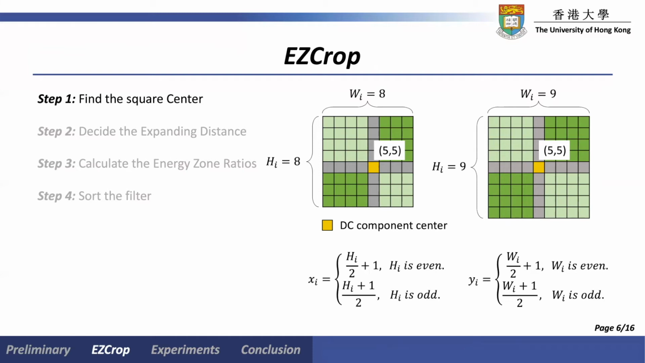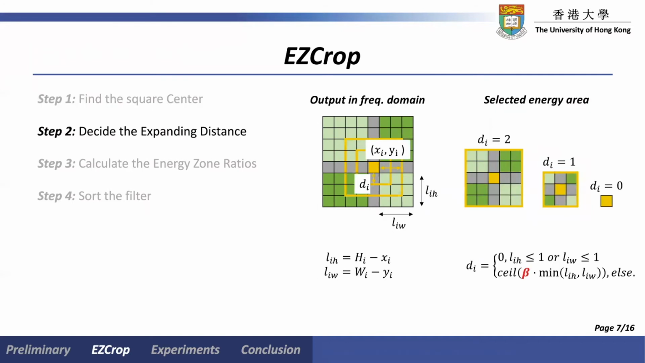The first step is to find the square center, namely the DC component center. For width and height, we consider 2 cases, even and odd. The second step is to decide the expanding distance, which decides the size of the matrix, taking the DC component as the center. LIH and LIW are the distances between the center and the last row and last column respectively. Then if one of them is smaller or equal to 1, the expanding distance will be set to 0. Otherwise, we need to set a hyperparameter beta to decide the expanding distance. The right part figure shows the examples when DI equals 0, 1, and 2.